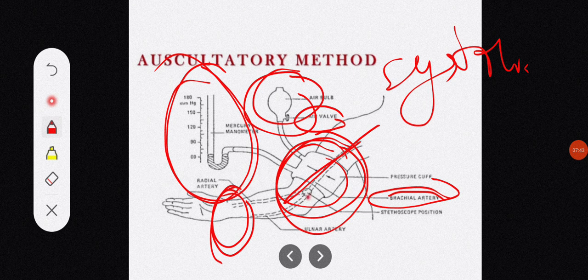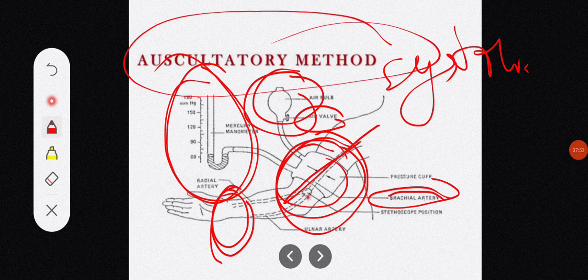So this method of locating the systolic and diastolic pressure by listening to Korotkoff sound is called the auscultatory method.